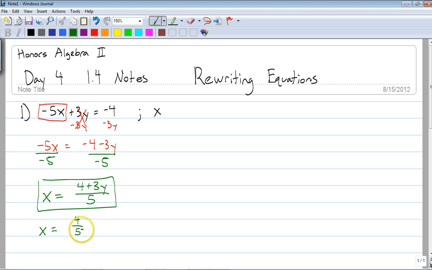Other things that would be acceptable, if you wanted to, this is the same thing. You can split apart the fractions, but why even do that extra step? I just wanted you to know that these two are the same things. So, number 2. That's all we're doing today.